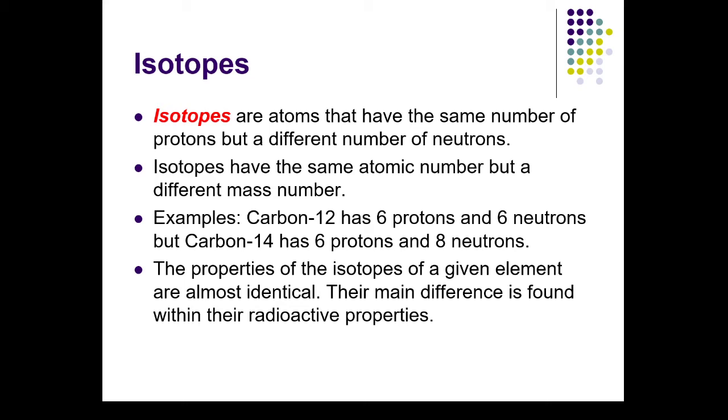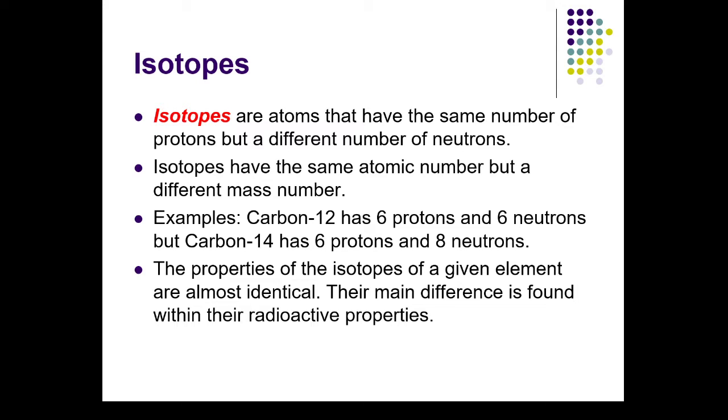We left off with isotopes. Isotopes are atoms that have the same number of protons, so they're the same element, except they have a different number of neutrons, which then leads to a different mass. By having a different mass, they could have radioactive properties, but they don't necessarily have to. The majority of isotopes are not radioactive. They just have a different mass.